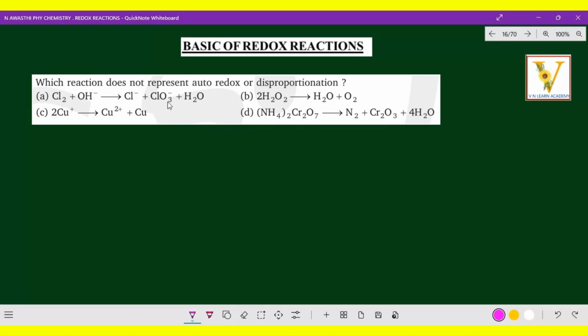Now they have given the equations. So which equation is not eligible for a redox reaction? Indirectly they are asking. See how tricky a way they are asking. Now come on, it's very easy. Let's check it.